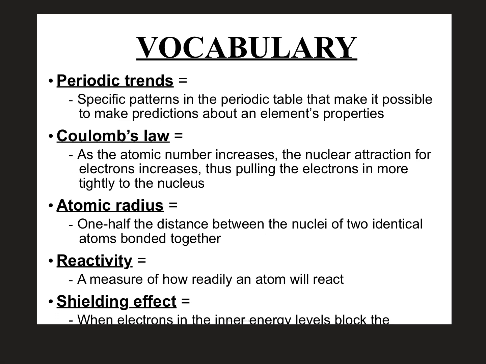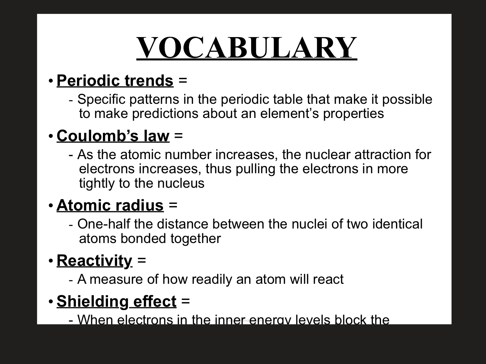Right, and so we know that periodic trends are the patterns in the periodic table that make it possible to make predictions. Coulomb's law tells us that as the atomic number increases, the attraction for electrons increases, pulling the electrons in more tightly to the nucleus, right? Which makes sense because atomic number increases means that protons increase, and protons increasing means the positive charge increases. So it's going to more strongly attract the electrons.